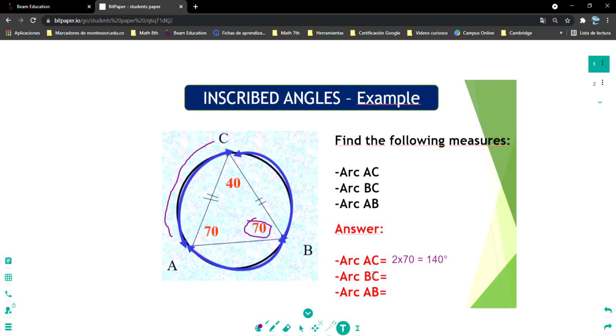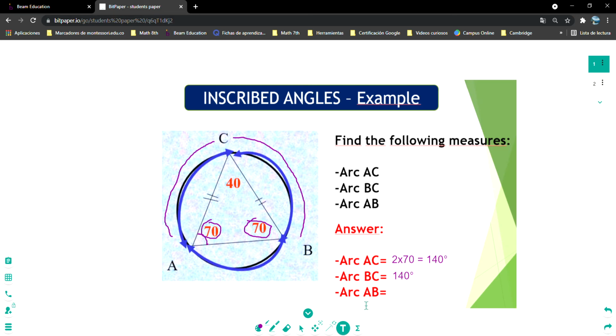How can we find now the arc BC? We need to find this arc BC, and remember that the inscribed angle for arc BC is 70 degrees, this angle. Here we have 70 degrees as well, so that will be the same. If you multiply 2 times 70, that will be 140 again. We already have this arc, which is 140 degrees.